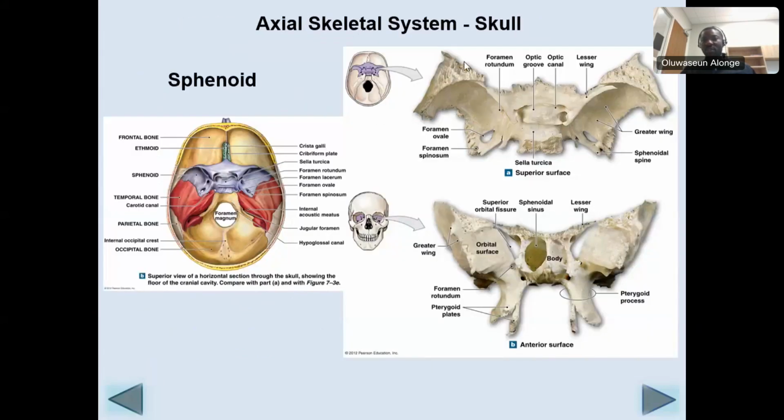Okay, so this is the sphenoid. You can see it has the appearance of a butterfly, and it is right here. That's the sphenoid right here, and here is where the pituitary gland sits, and it is called the sella turcica. That's a greater wing here. That's a lesser wing here.